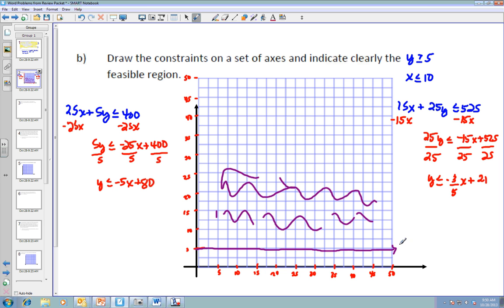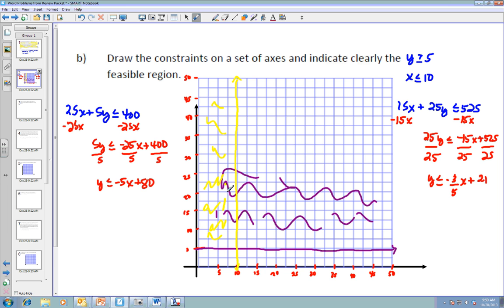Okay. X is less than or equal to 10. I know that's a vertical line at 10. I'm going to use a different color for this. So at 10, it's hard for me to get a nice straight line. And this is less than. So far I have this portion.